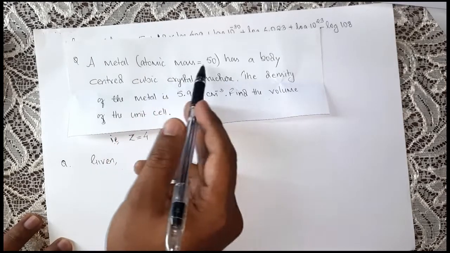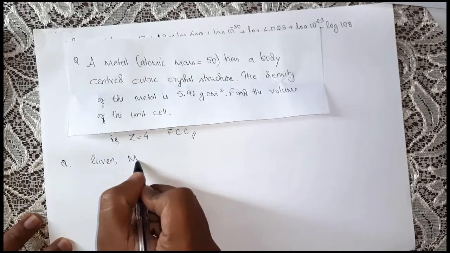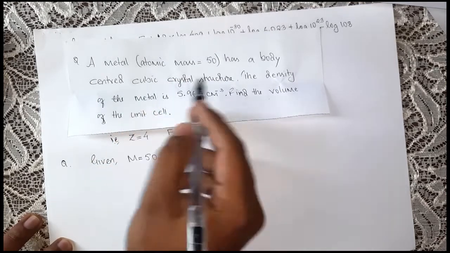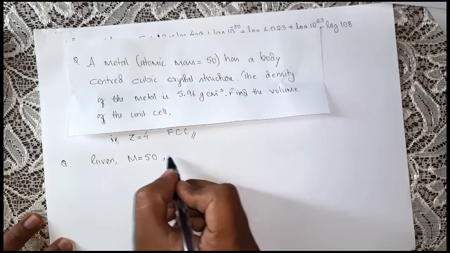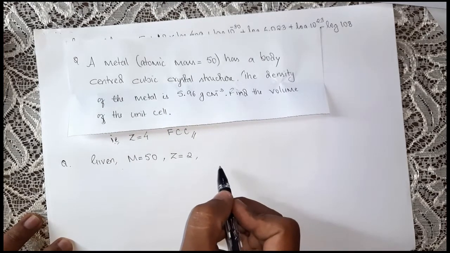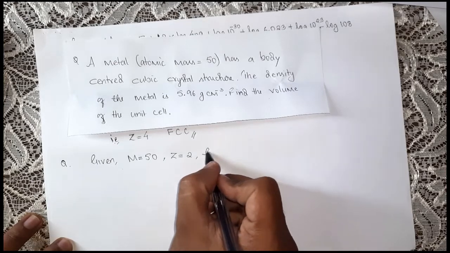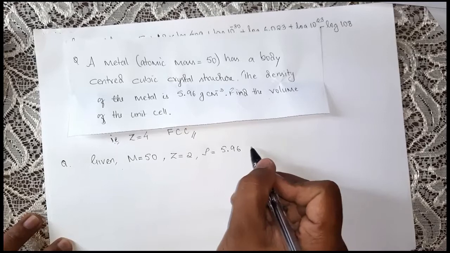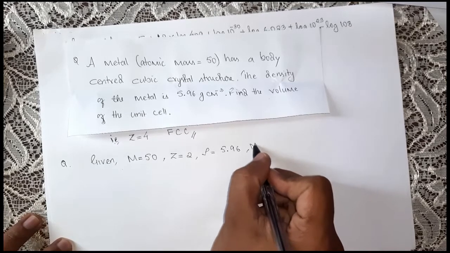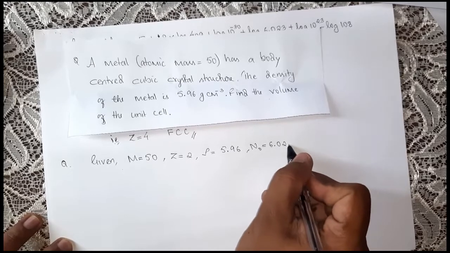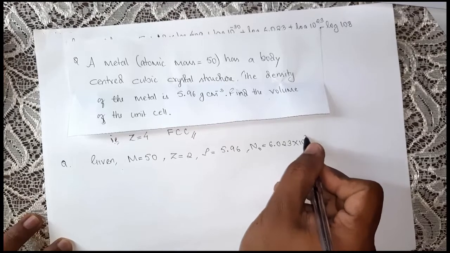So a metal, atomic mass 50. So M is 50 out here, and it has a body-centered cubic structure. So body-centered cubic, so Z will be 2. Since it is BCC, density is 5.96. Since N naught is not given, you need to write it by yourself: 6.023 into 10 to the power 23.